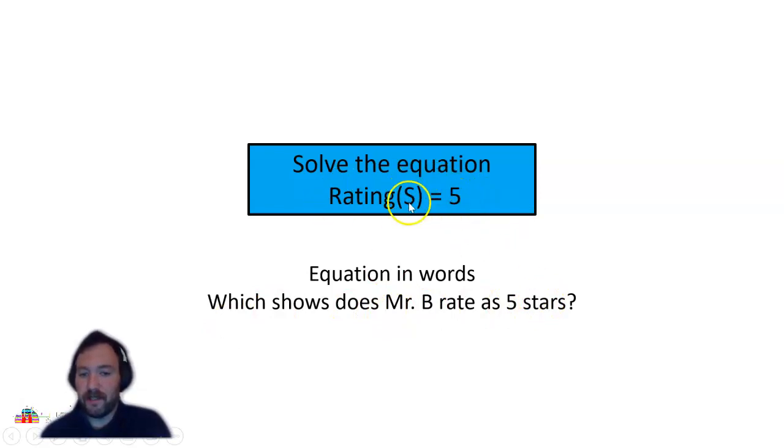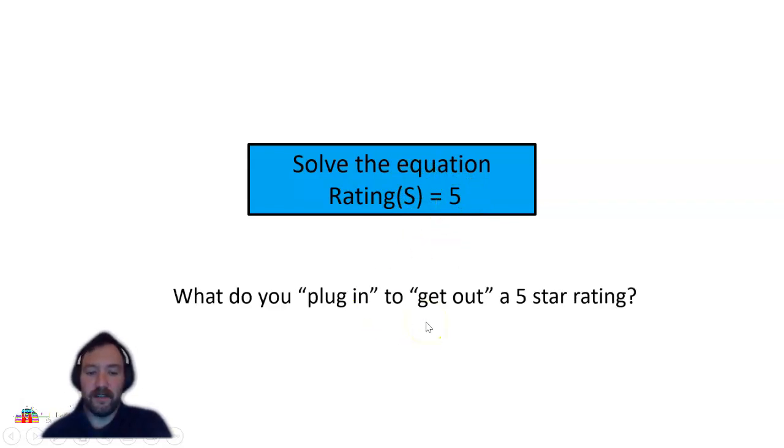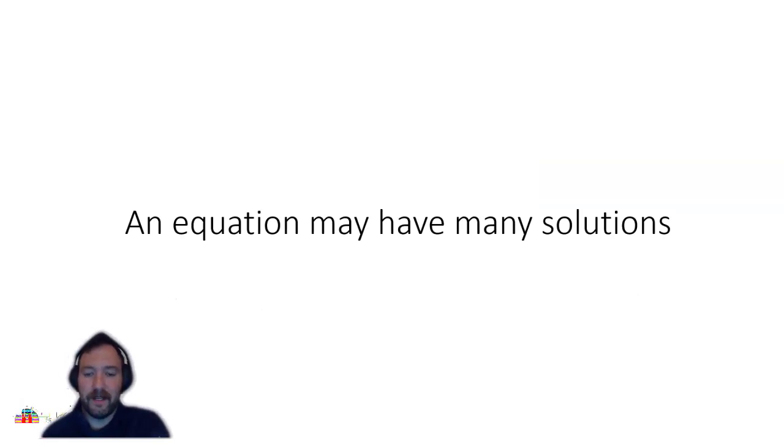I'm not plugging something into this. I'm not plugging a show in and getting a rating out. I'm asking which inputs give me this output of 5 stars. So which shows do I rate as 5 stars? Said another way, what do you plug in to get out a 5-star rating? This is the sense in which solving equations is the opposite of plugging in, because you're not given something to plug in, you're asking what do I need to plug in to get a desired outcome.